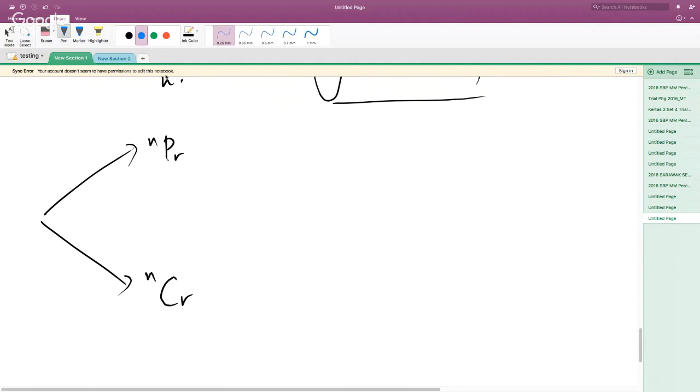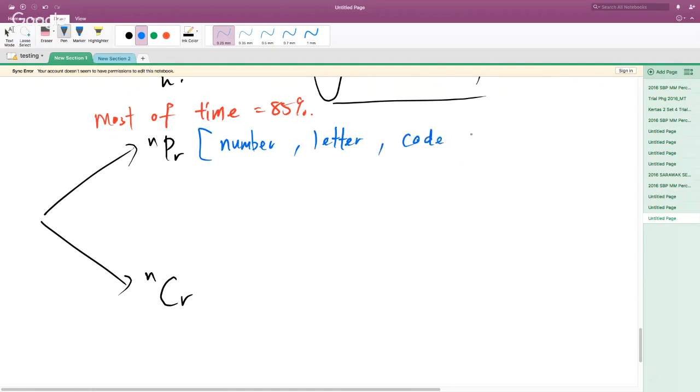Most of the time, and I'm saying most of the time, not 100%. Most of the time can mean 85%. We will use permutation when we see some numbers, some letters or alphabets, and then they ask you to do some coding, or they want to take a photograph and arrange them in a row. You will see the word arrange or arrangement. All these words mean permutation.